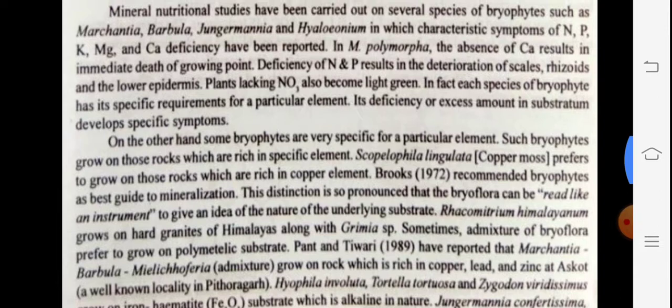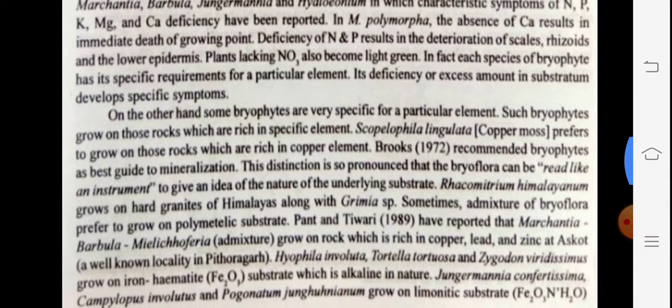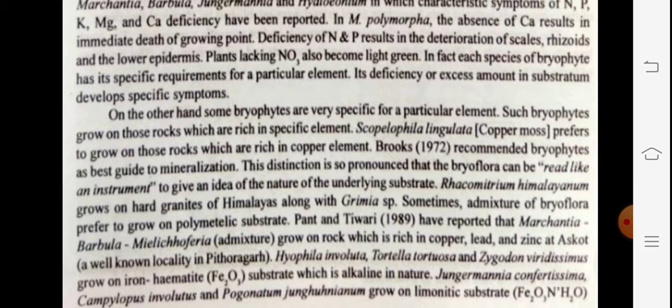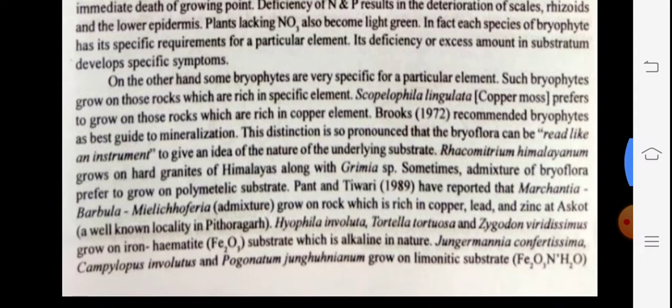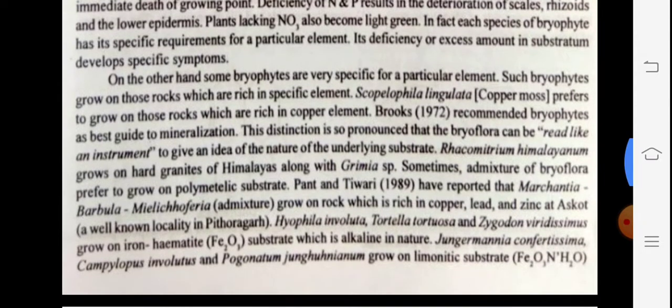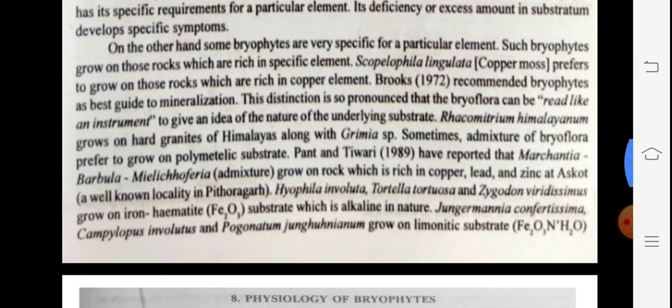It is observed that calcium deficiency results in the immediate death of the growing point, and deficiency of nitrogen and phosphorus results in deterioration of the scales, rhizoids and lower epidermis. In some, lacking NO3 also makes them light green. In fact, each species of bryophytes has a specific requirement of a particular element. So these mineral nutrients are essential.